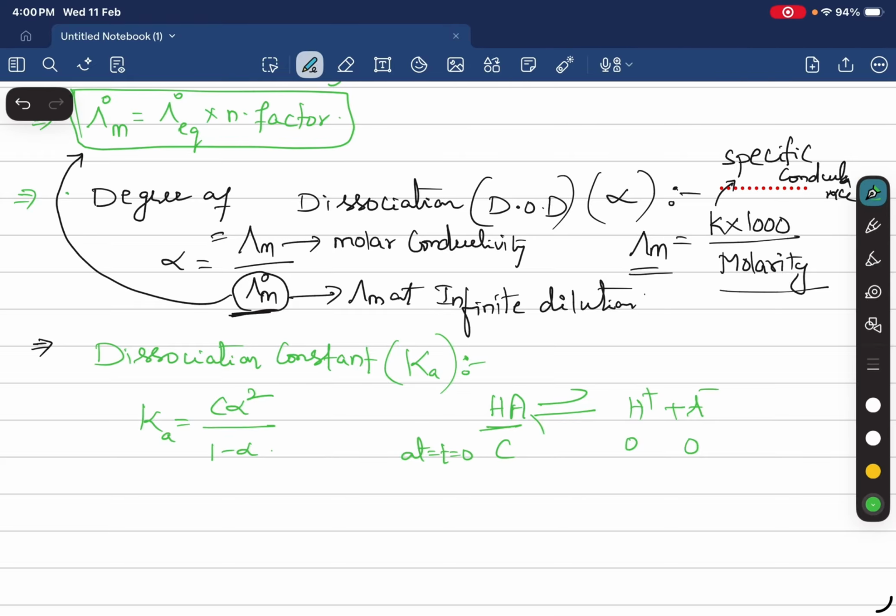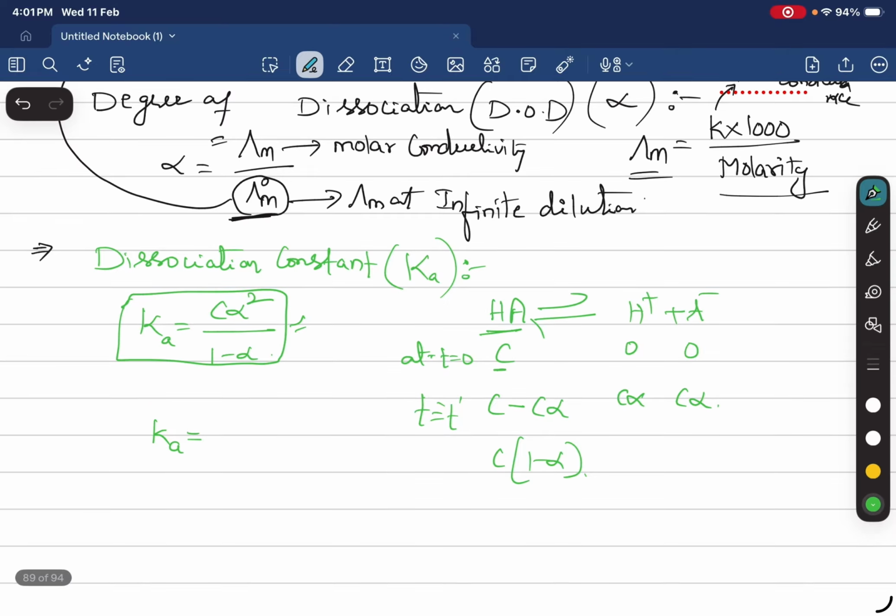So when time becomes t seconds, some of the product is formed, which we write as alpha. Since it is from C, we write C alpha, and the reactant becomes C minus C alpha, which I can write as C into 1 minus alpha. So Ka, the equilibrium constant, equals H plus times A minus by HA.